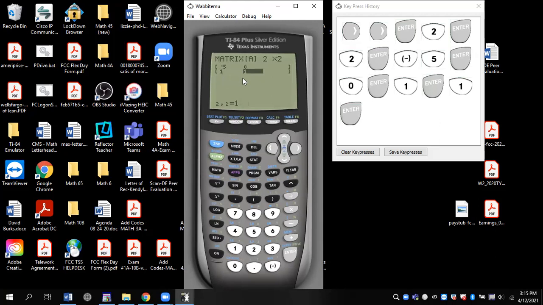See how it's -5, 0, 1, 1. That was my matrix A. So now I'm going to go second, quit. I'm going to quit out of this. I'm done, and it's got it saved. Just like when you save a document and then quit back out of the program, that matrix A is now saved in the memory banks.